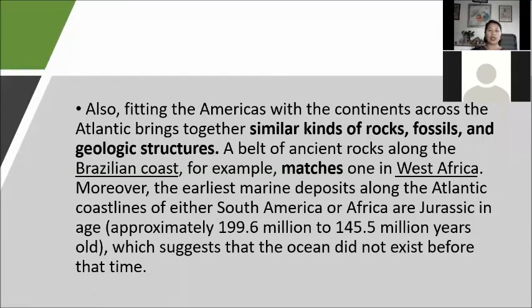Also, fitting the Americas with the continents across the Atlantic brings together similar kinds of rocks, fossils, and geologic structures. So a belt of ancient rocks along the Brazilian coast matches one in West Africa. So moreover, the earliest marine deposits along the Atlantic coastline of either South America or Africa are Jurassic in age, which suggests that the ocean did not exist before that time. So again, similar kinds of rocks, fossils, and geologic structures.